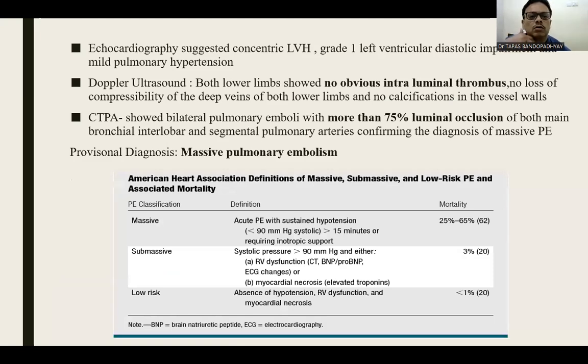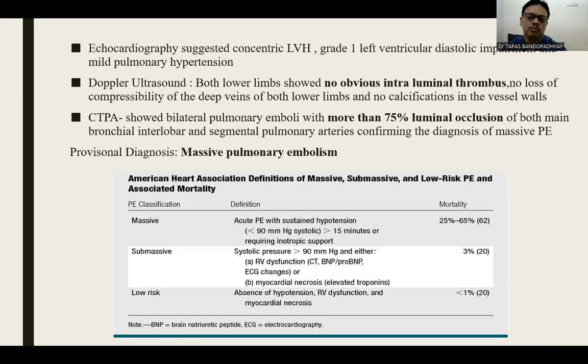So this patient underwent echocardiography that suggests grade 1 diastolic dysfunction along with some RV volume overload and mild pulmonary hypertension. Doppler ultrasound of the lower limbs showed no obvious intraluminal thrombus, no loss of compressibility of the deep veins of lower limbs, and no calcification in the vessel wall. And CTPA was done in this patient as we suspected pulmonary occlusion, and it showed bilateral pulmonary emboli with more than 75% luminal occlusion of both main, interlobar and segmental pulmonary arteries, confirming the diagnosis of massive pulmonary embolism.